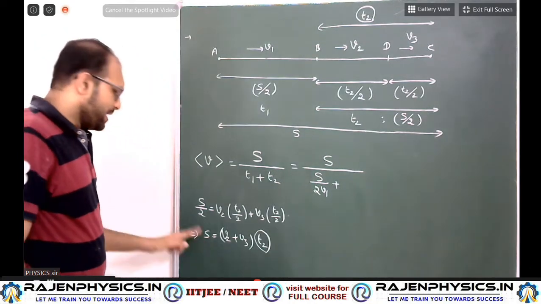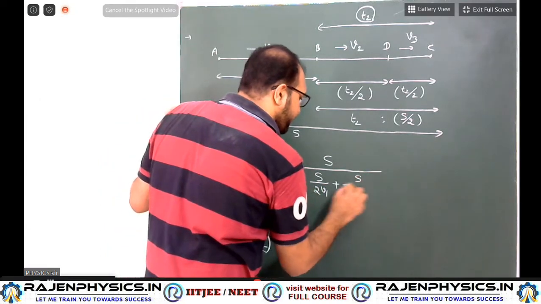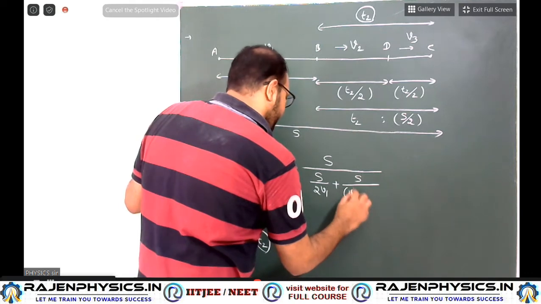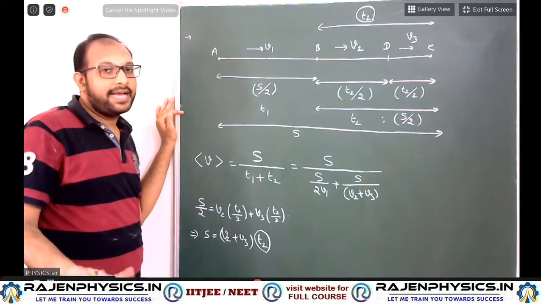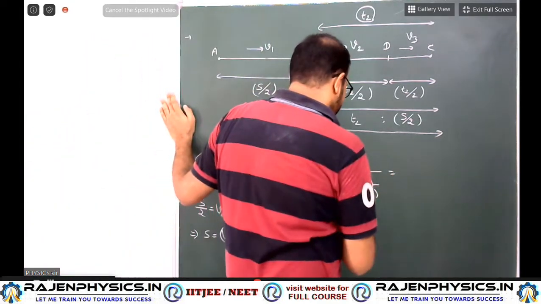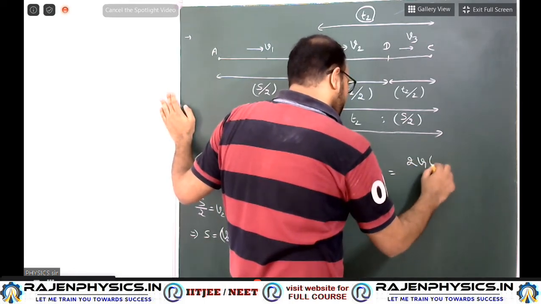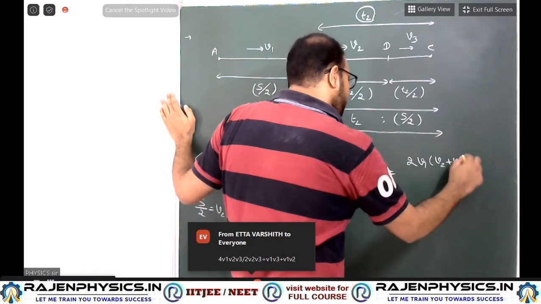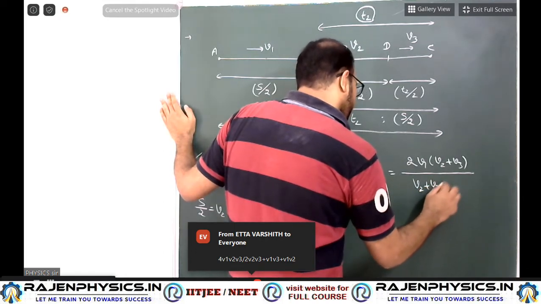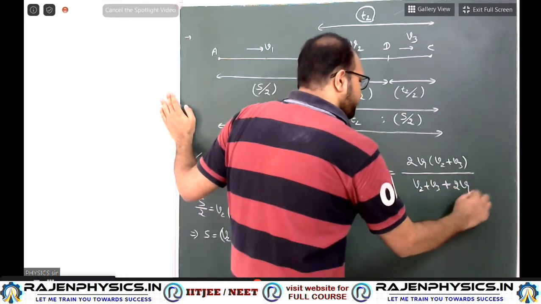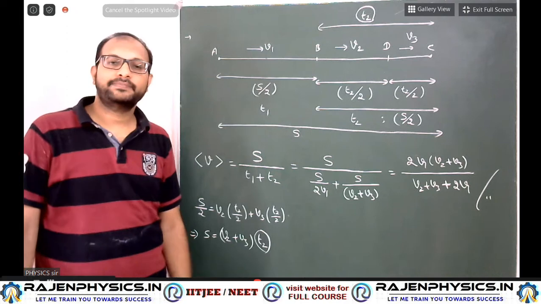This S by V2 plus V3, I am writing directly, no simplification, and it is divided by. Now S cancels out. In the numerator 2V1 into V2 plus V3, divided by V2 plus V3 plus 2V1. That is our final average velocity.